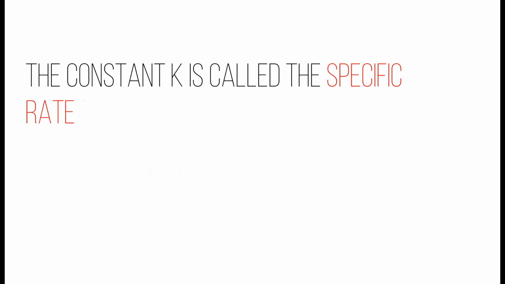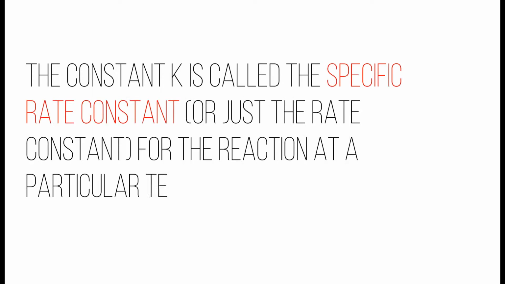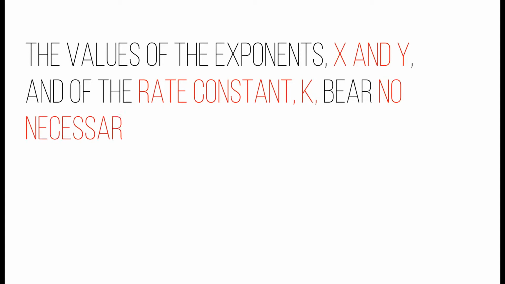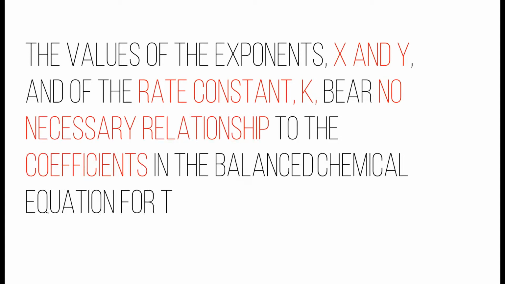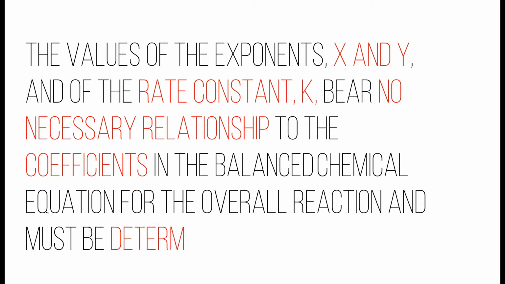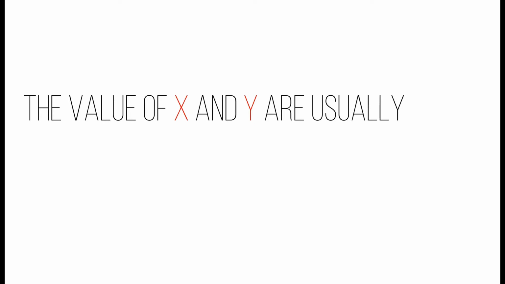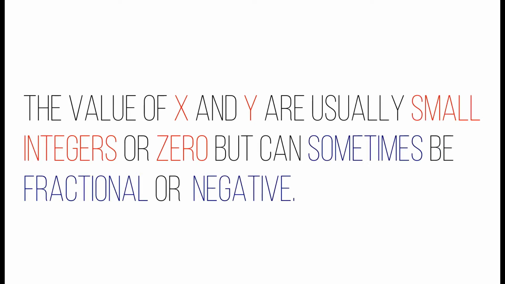y. The constant k is called the specific rate constant, or simply the rate constant, for the reaction at a particular temperature. The values of the exponents x and y and of the rate constant k bear no necessary relationship to the coefficients in the balanced chemical equation for the overall reaction and must be determined experimentally. The values of x and y are usually small integers, or zero, but are occasionally fractional, or even negative.